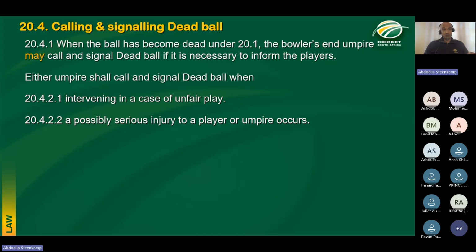If you think there's a possible serious injury to a player or an umpire, call and signal dead ball immediately. As soon as you verbalize that call, anything that happens after that is irrelevant. But it must be, if you think it's a possible serious injury to a player or umpire, intervene, call and signal dead ball, then you can go and inspect what happened. If you decide to go consult your colleague, before going to consult, call and signal dead ball. Then, after calling and signaling dead ball, now you can walk over to your colleague to consult.